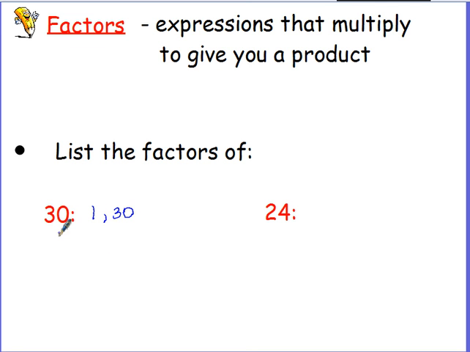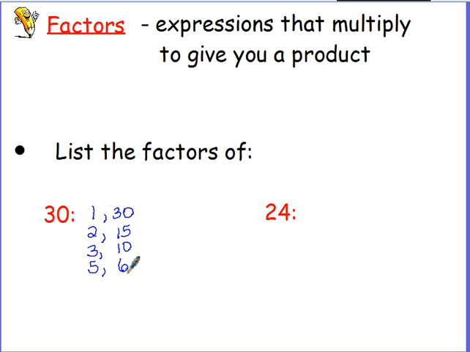So 1 can divide evenly into 30, 30 times. 2 can divide evenly into 30, 15 times. If I multiply 2 times 15, the product of these two expressions gives me 30. 3 divides evenly into 30, 10 times. 4 does not divide evenly into 30. The 5 does. It divides evenly 6 times.